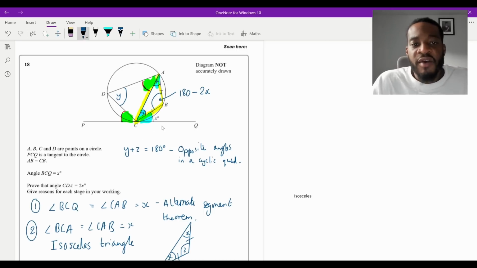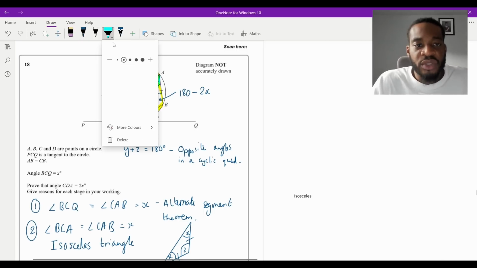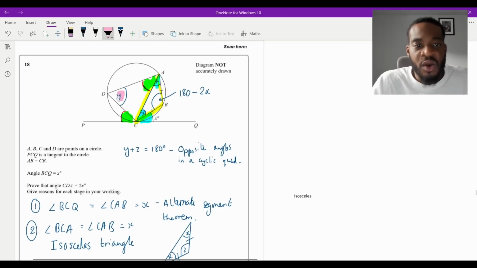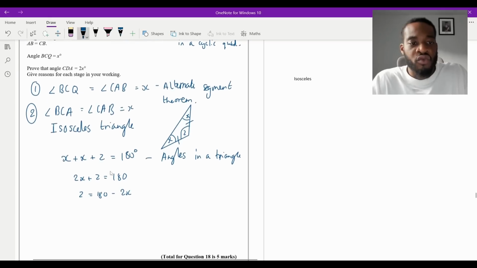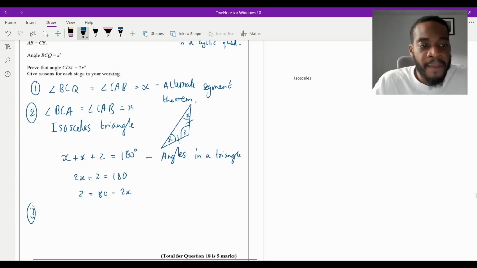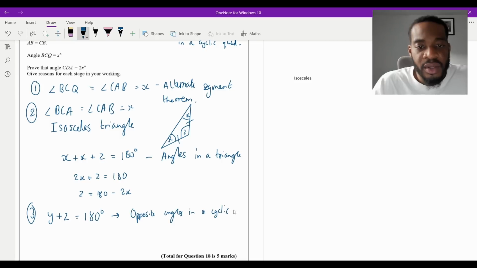And now remember what we said at the very beginning. Remember we had a cyclic quadrilateral? We said that this angle y plus that angle there has to make 180. So rule number 3 is that y plus z is equal to 180, and I write: opposite angles in a cyclic quadrilateral. So we could say z is 180 minus 2x.